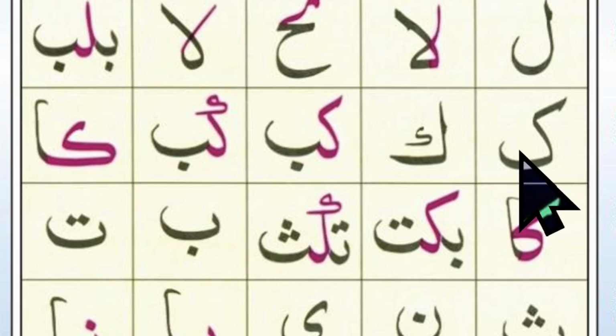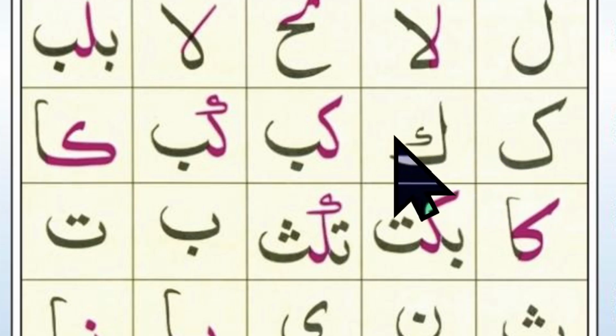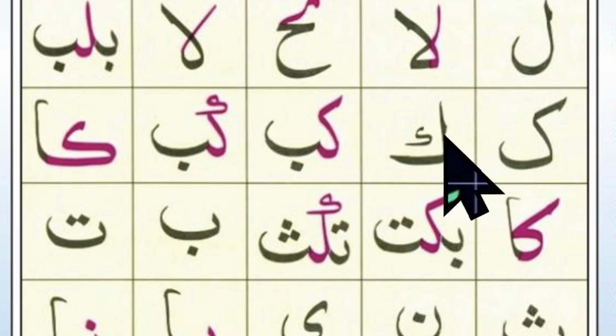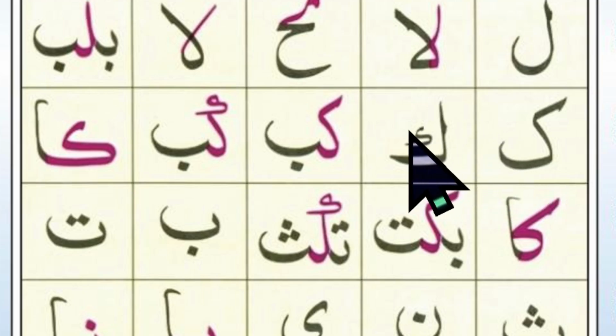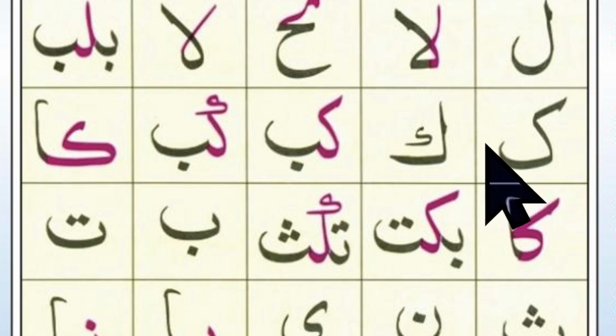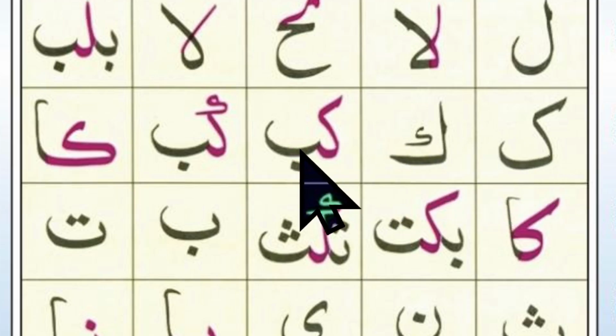This is the new shape of kaf. As we read in the separate letters in the alphabet, we read this shape of kaf because this shape is usually used in the detached form, and this one while joining with the next letters. So this one is kaf. And the next one is kaf, ba. We can see here this shape in the joining letters, it looks like this.